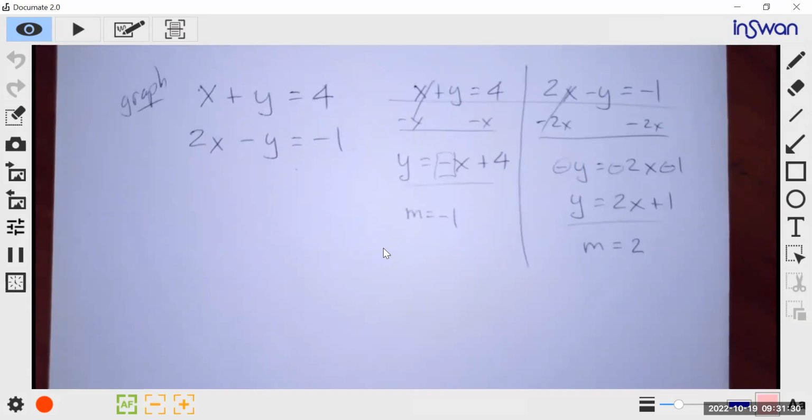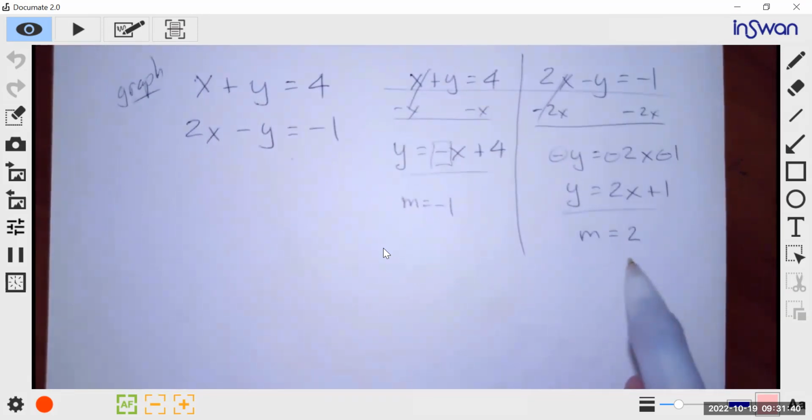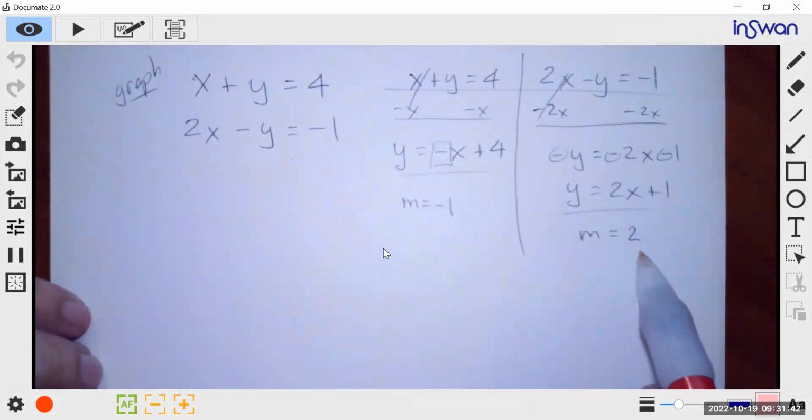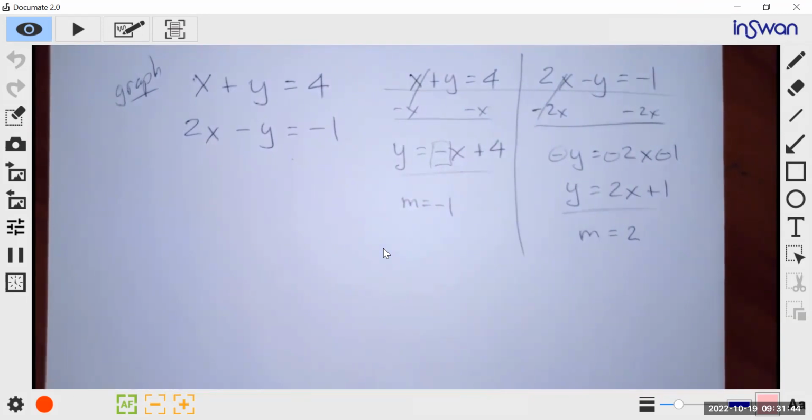Are the slopes the same? No, because this one's -1, this one's +2. You can't change anything. You just look at the way they are. Are they the same? No, they're not equal. So that means they cannot be parallel or the same line. The only thing they can be is perpendicular or some other.